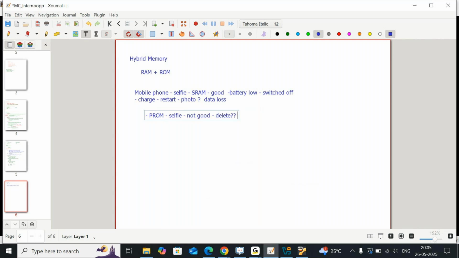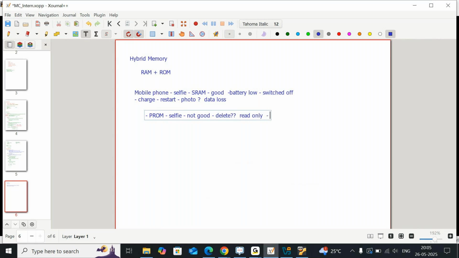Is it possible to delete the photo when it is stored in PROM? Delete and retake another photo? No, it's not possible. You can write once and we can read. It's read only. You cannot modify this.